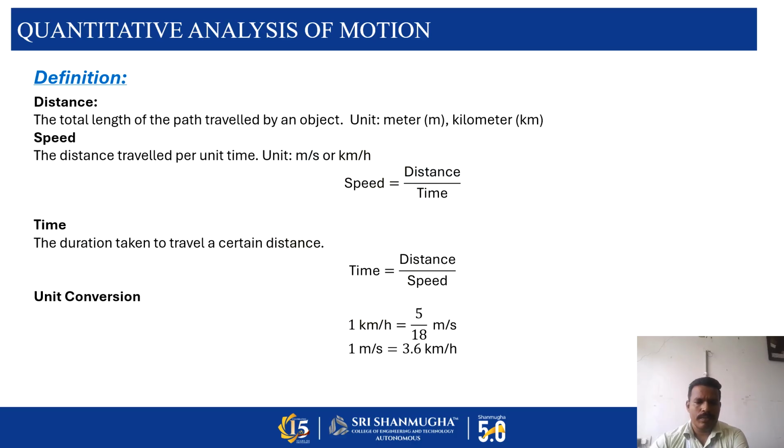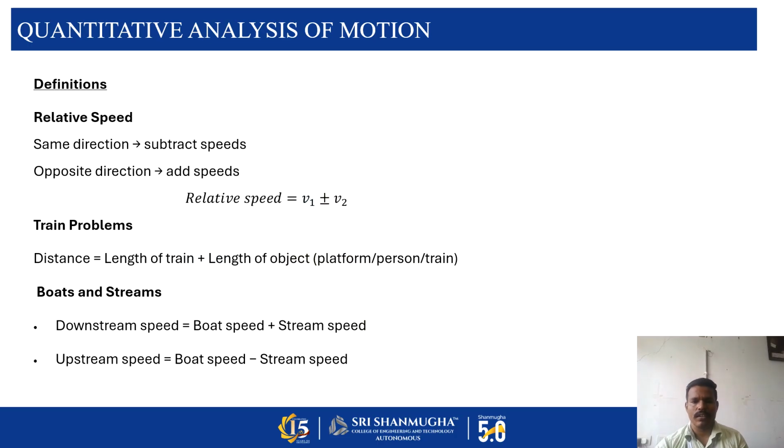Time is the duration taken to travel a certain distance, so time is equal to distance divided by speed. In aptitude, the most important thing is conversion. 1 kilometer per hour is equal to 5 by 18 meter per second, and 1 meter per second is equal to 3.6 kilometer per hour.